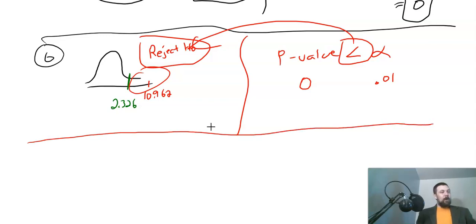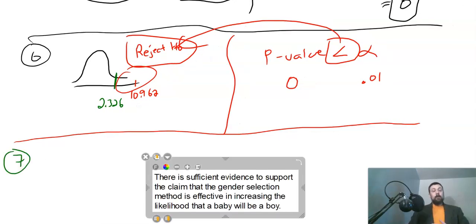So why don't you pause the video for a second and think about what the final conclusion should say. Okay, so the final conclusion should state there is sufficient evidence to support the claim that the gender selection method is effective in increasing the likelihood that a baby will be a boy. So again, the second half of that sentence, the wording is flexible. It doesn't have to say exactly the same words that I just said. But the first half is not flexible. It needs to pretty much say exactly what you see there.